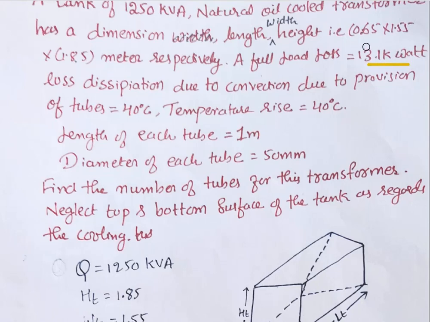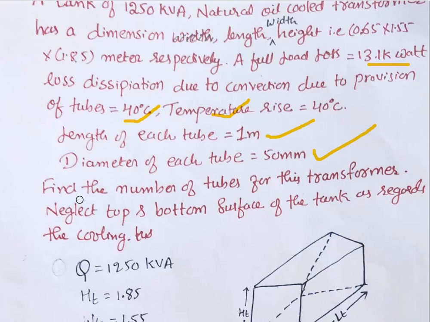The losses include Pi plus Pc, iron losses plus copper losses. The loss dissipation due to convection due to the provision of tubes, temperature rise 40 degrees Celsius, is given. The length of the tube is 1 meter, and the diameter of each tube is 50 mm. If the diameter of each tube is not given in the question, take 50 mm only.